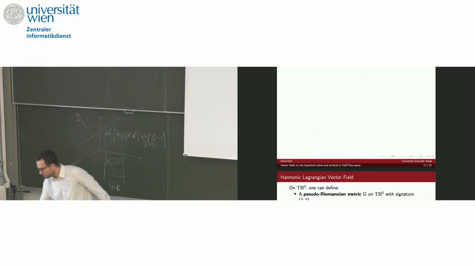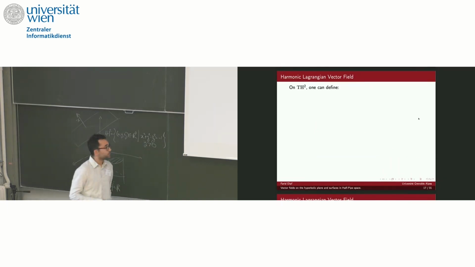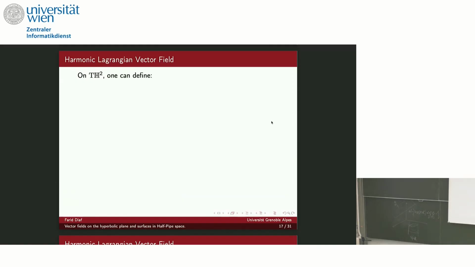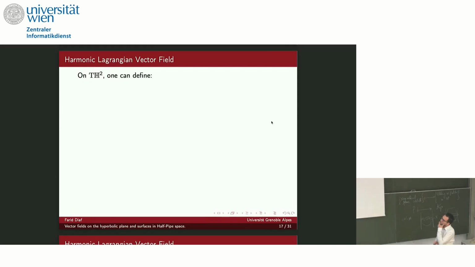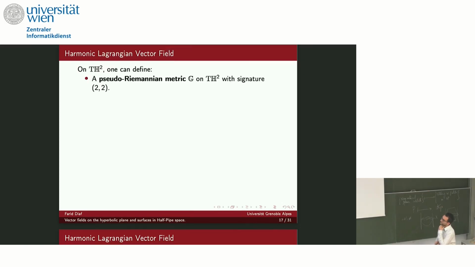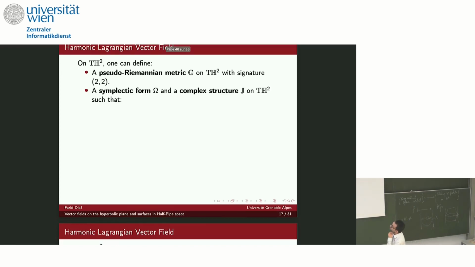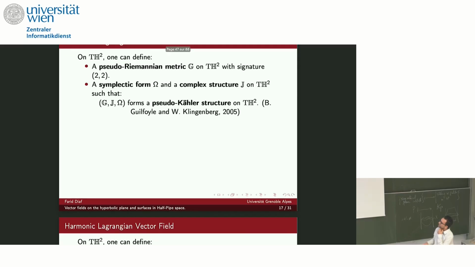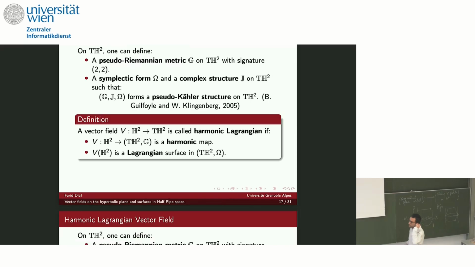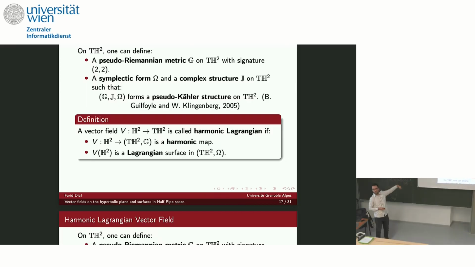Okay, so I would like to explain harmonic vector fields, and not infinitesimal earthquakes, even if they are interesting. To define this kind of vector field, we need to talk a little bit about the geometry of the tangent bundle of H2. On that space, we could define a pseudo-Riemannian metric. It's a metric of signature (2,2). For those who know, the vertical and the horizontal distribution are isotropic for this metric. We could define also a symplectic form and a complex structure, such that all these three objects together form a pseudo-Kähler structure on the tangent bundle of H2. This is exactly the same definition as a Kähler structure, just that we don't have a Riemannian metric, but a pseudo-Riemannian metric.